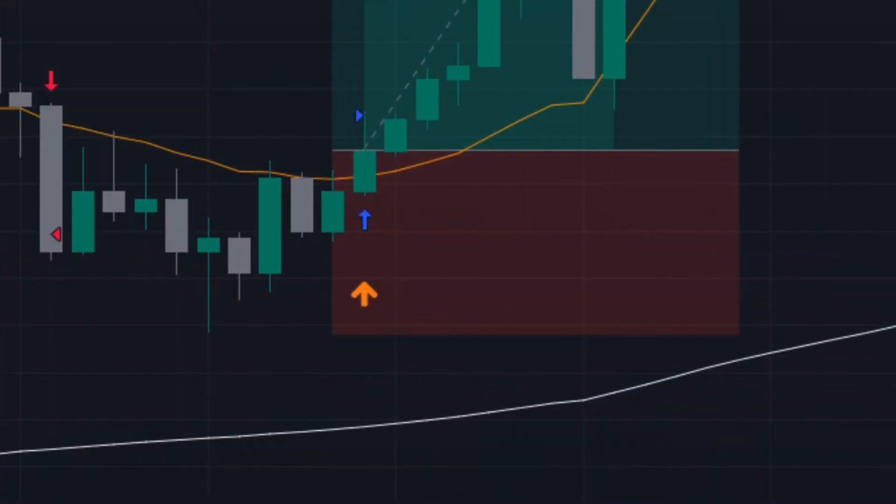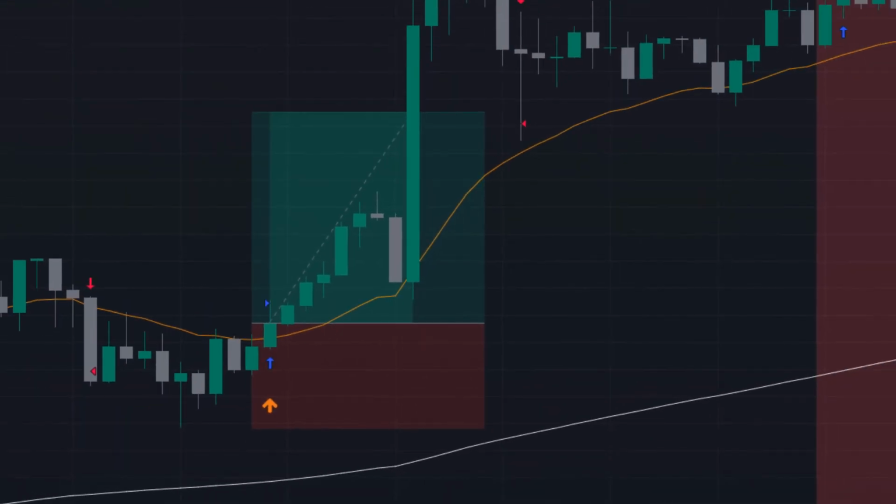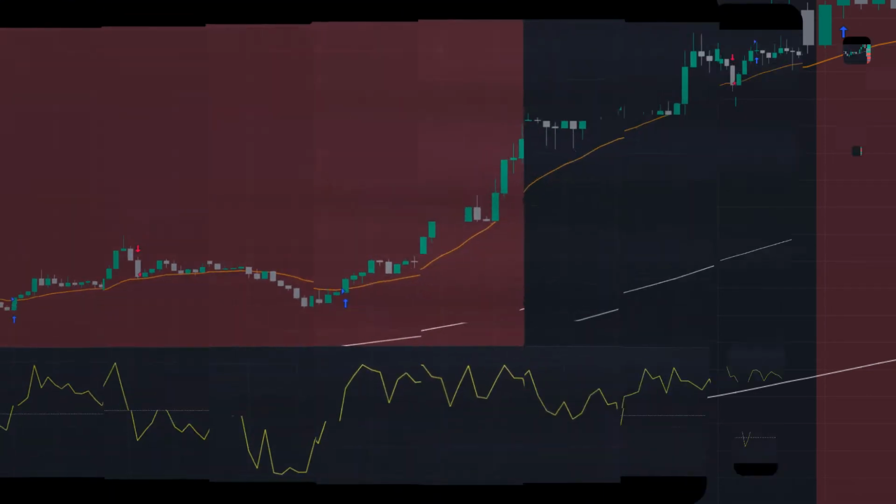So we are going to enter here, place our stop below the previous swing low, and target 2-to-1. Additionally, we are going to move our stop to break even after it hits 1-to-1 and let the entire position either go to 2-to-1 or stop out at break even. And let's see how this plays out. And this one is a winner.